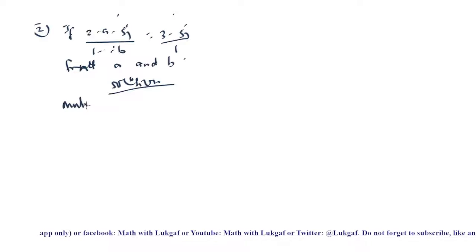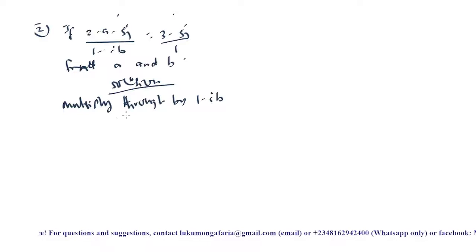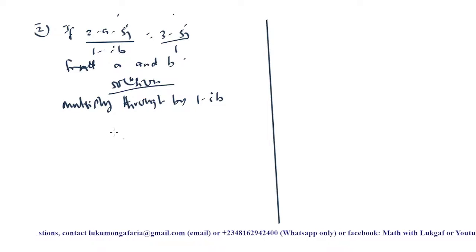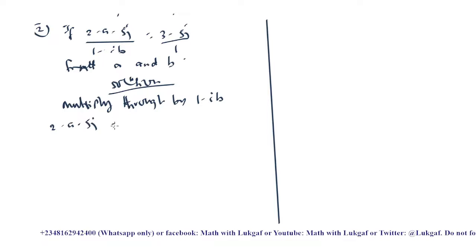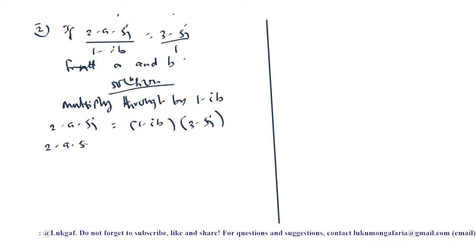If you multiply through by 1 minus iB, then I'm going to have what? Let me just rewrite this one. So I'm going to have 2 minus A minus 5j equals 1 minus iB multiplied by 3 minus 5j. Okay, now if you open the brackets, I'm going to have something of this nature. That is 3 minus 5j.